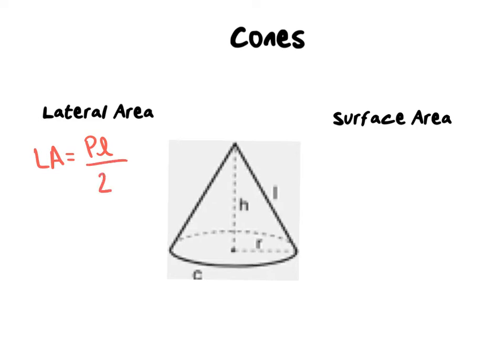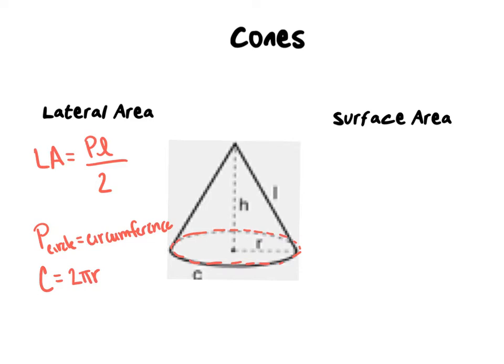So in this figure, to find the perimeter, we're looking at the perimeter of the base down here. And notice that the base is a circle. Well, the perimeter of a circle is equal to its circumference. And remember that the circumference of a circle, C, is equal to 2 pi r.